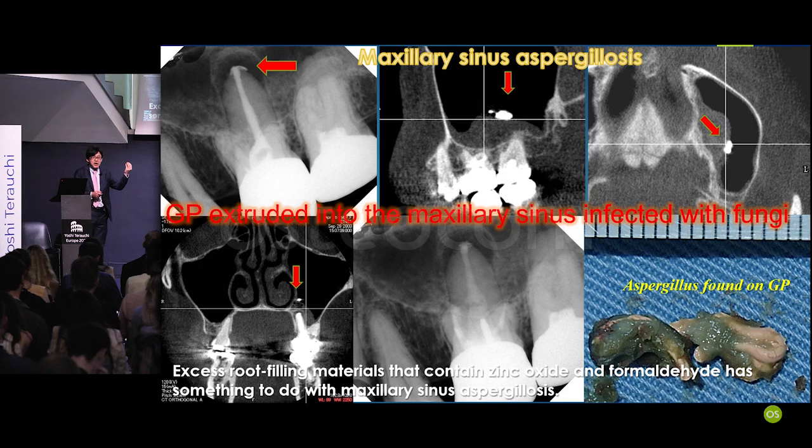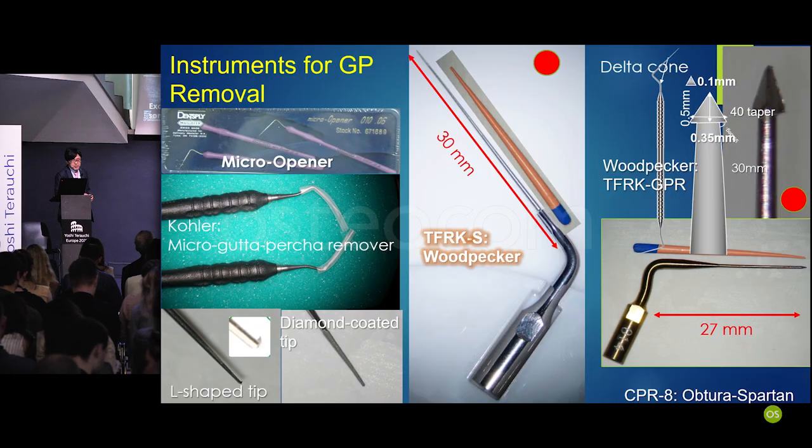If you push the gutta percha into the maxillary sinus, you could have aspergillosis. If you have aspergillosis, you could have inflammation. So I removed the gutta percha from the maxillary sinus, and this is the gutta percha I removed from the sinus. So, gutta percha can be easily contaminated if it's extruded, or if it is used in retreatment.